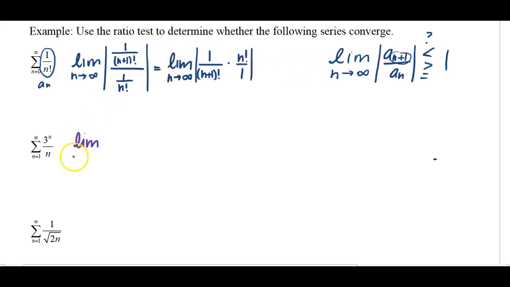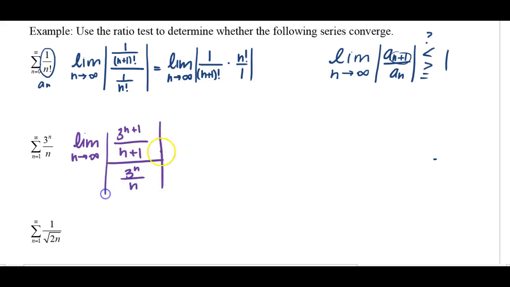So I want to look at the limit as n approaches infinity of a sub n plus 1, so 3 to the n plus 1 over n plus 1 all over 3 to the n over n in giant absolute value bars. So now this is the same as the limit as n approaches infinity of 3 to the n plus 1 over n plus 1 times the reciprocal, n over 3 to the n. And I'm going to go ahead and drop the absolute value bars at this step because everything here that we're talking about is going to be positive.